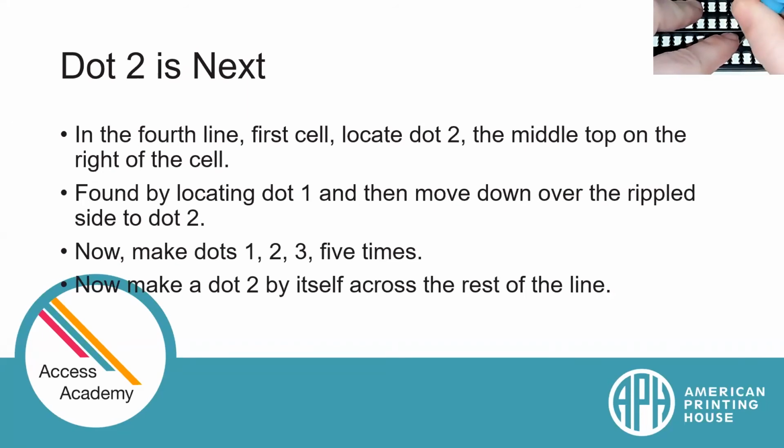Now see if you can make dot 2 by itself all the way across the rest of the line. Dot 2 is hard to find. Use dot 1 to assist you in finding dot 2. Use those edges. As you get better, your fingers will find 2 quite quickly, but you've got to practice to find dot 2 quickly.